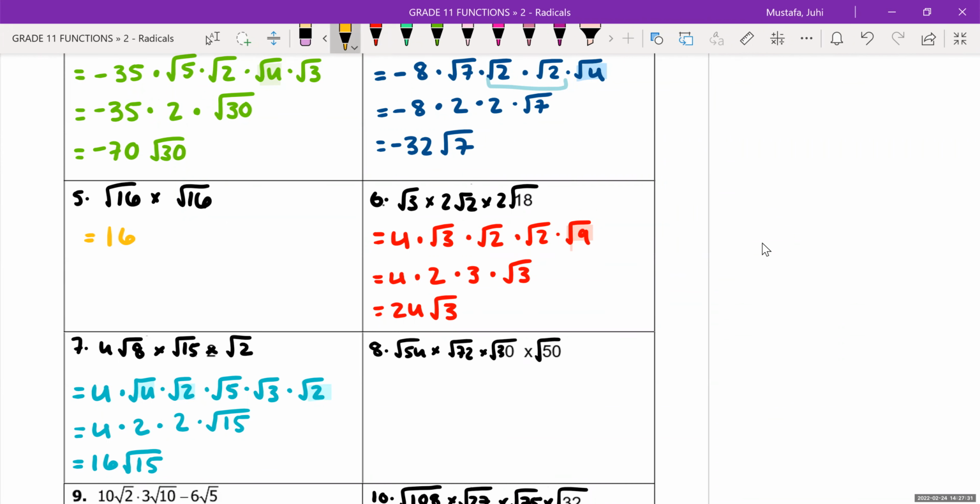How are you guys finding these examples? Is it okay? Made sense? Okay, let's keep going. Question number 8.